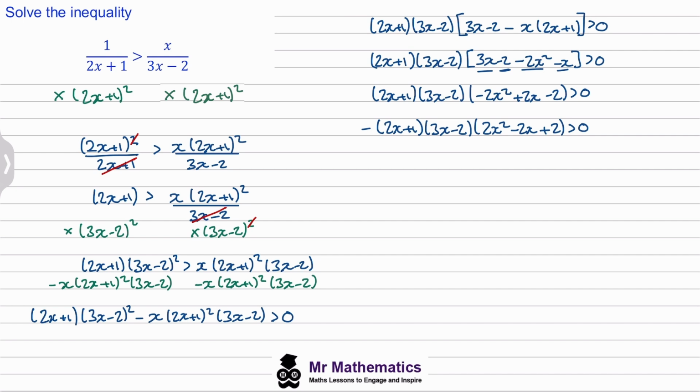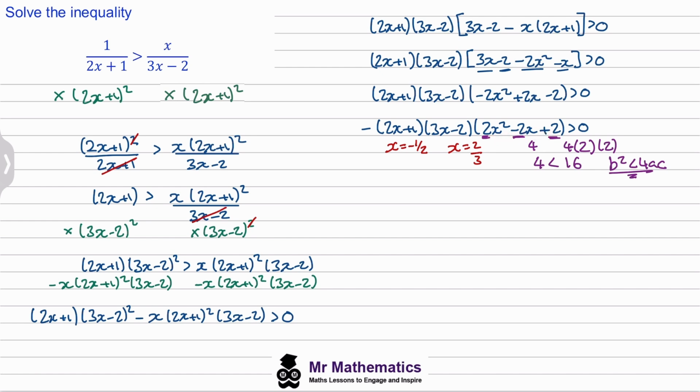We know one of the solutions will be when this bracket equals 0, so x will equal negative 1/2. Another solution will be when this equals 0, so x will equal 2/3. And then we can use the discriminant to see if this has any solutions. So b squared will be 4, and then we'll have 4 lots of a, lots of c. And we can see that 4 is less than 16. So because b squared is less than 4ac, this quadratic will have no real solutions.